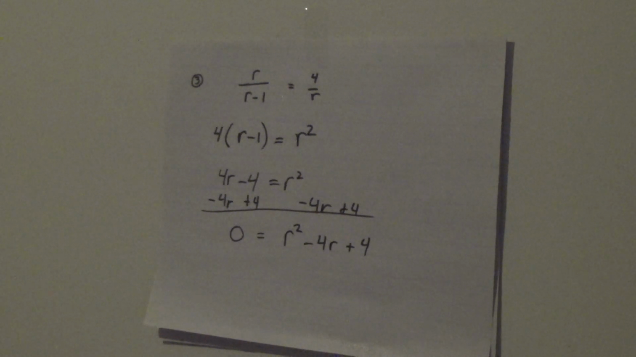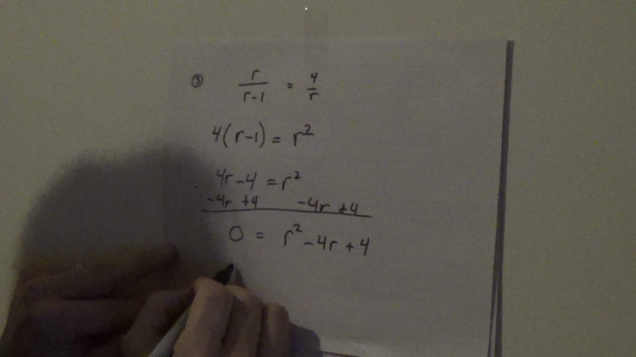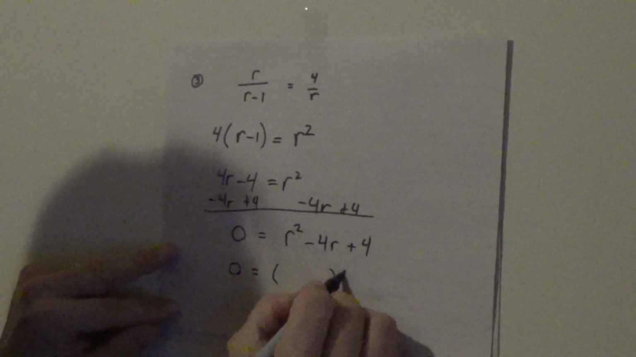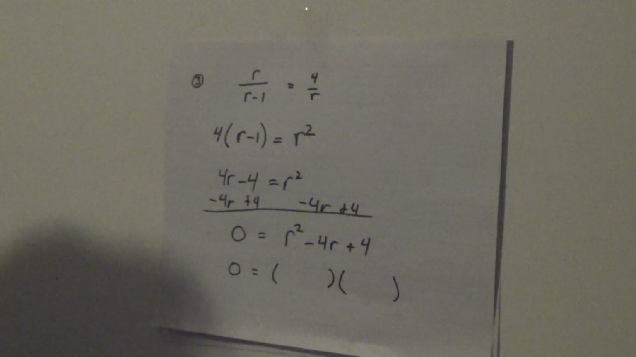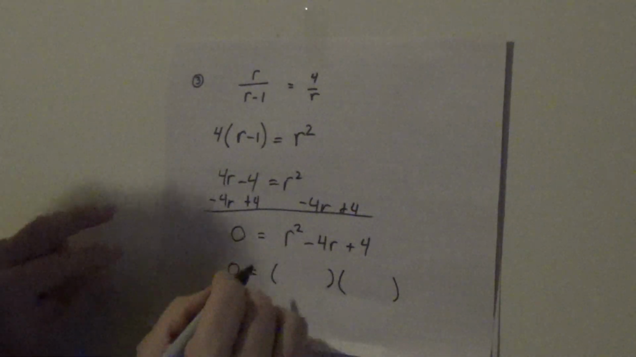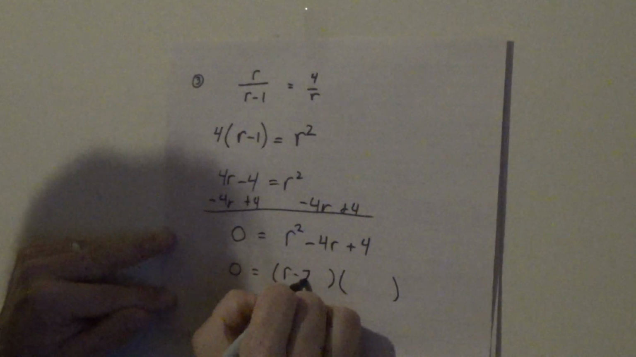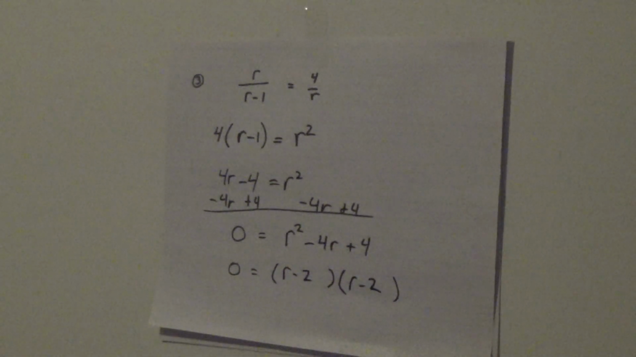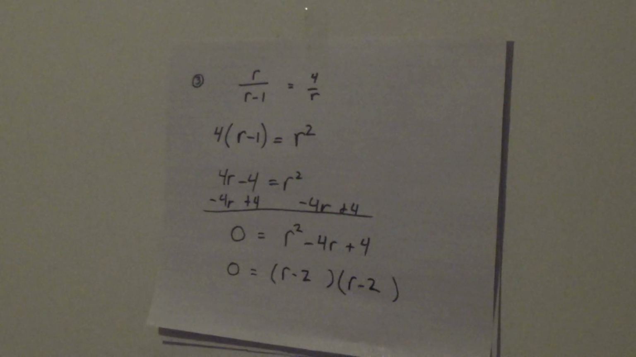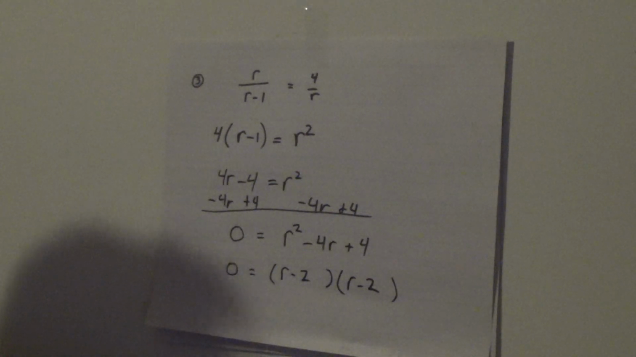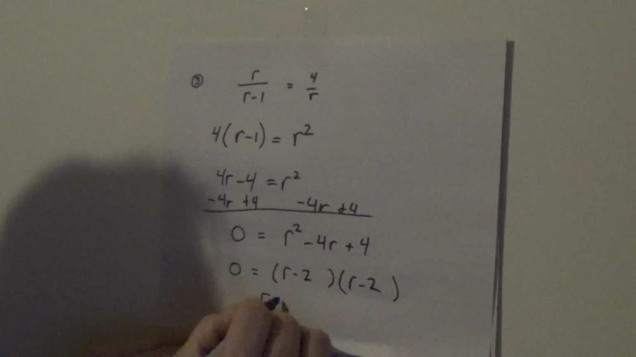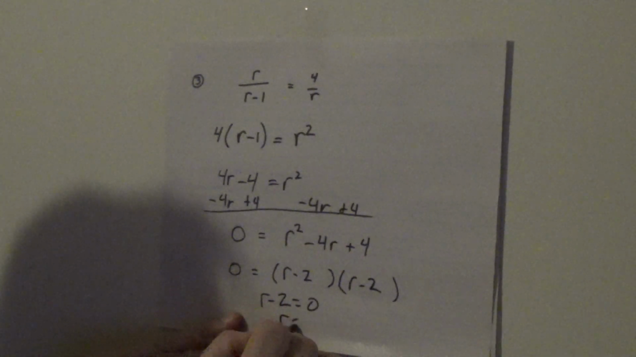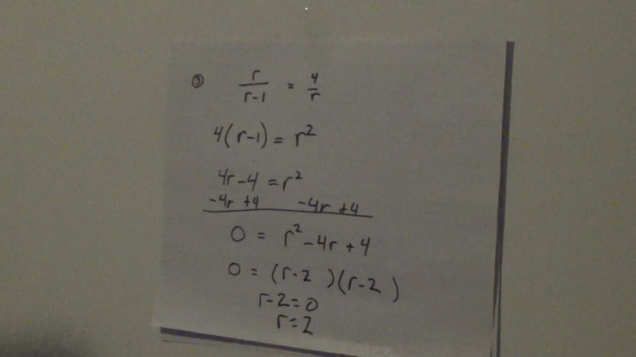And to solve that, I'll just factor it. So 0 equals the factors of 4 that add to negative 4, which are negative 2 and negative 2. So r minus 2 and r minus 2 would be the factors there. Then I can set each factor equal to 0, but they're the same, so I know it's only going to be one answer. I can set r minus 2 equal to 0, and r equals 2.